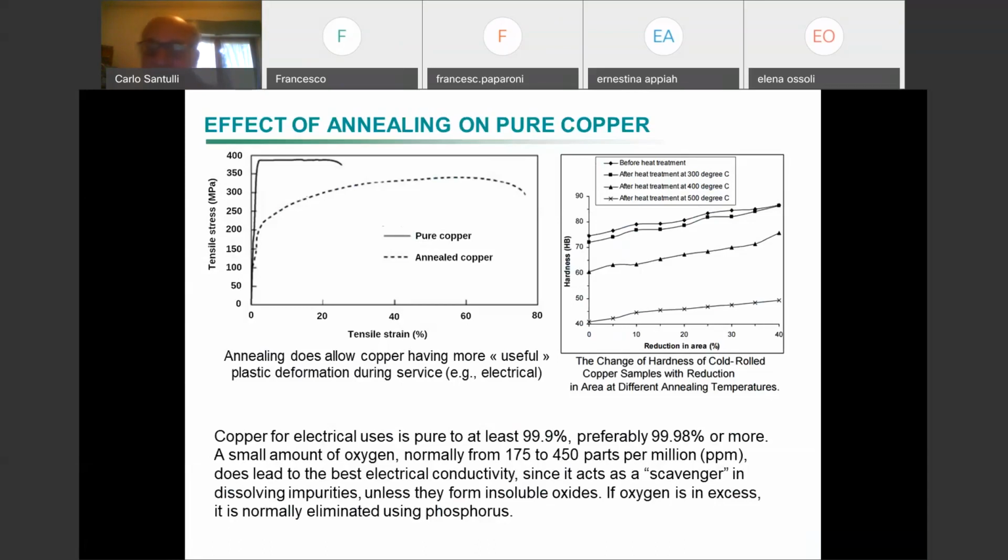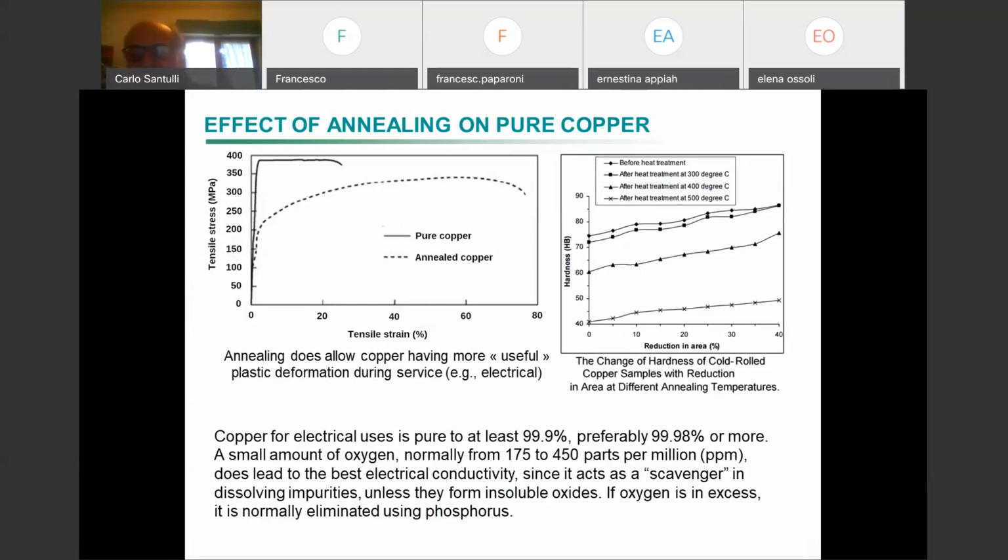You know that electrical wires and larger structures need to be coated. Copper needs to be very pure to work in electrical cables and electrical uses, in fact not below 99.9, preferably higher than that.